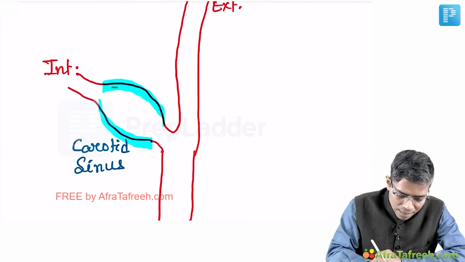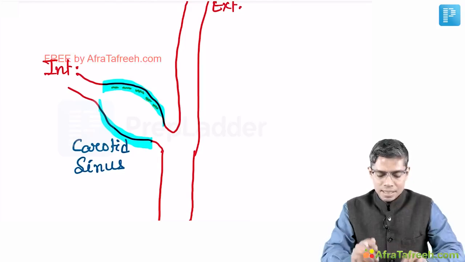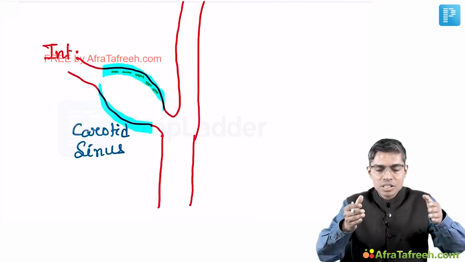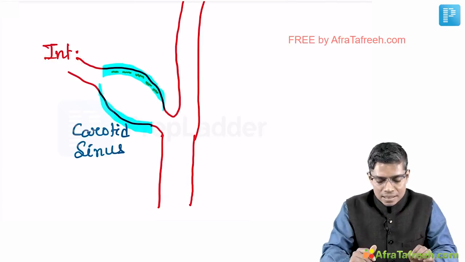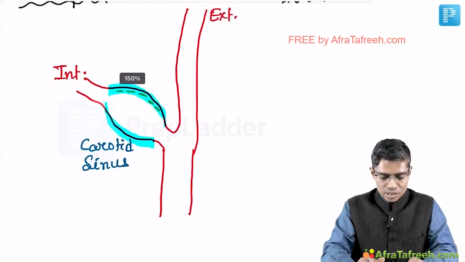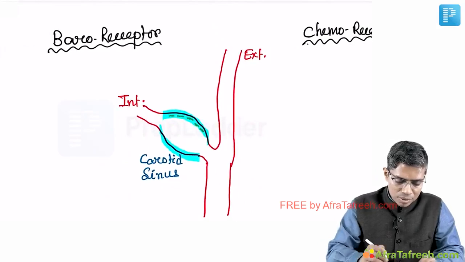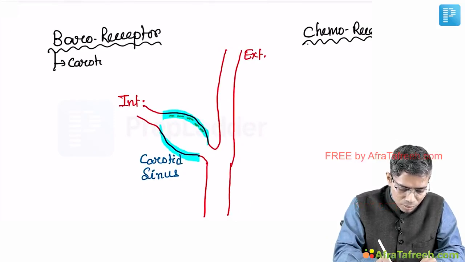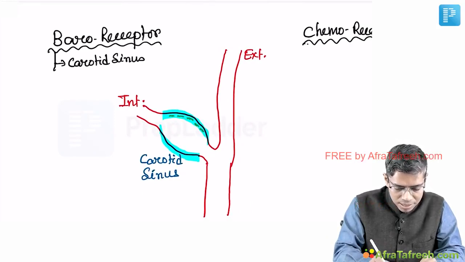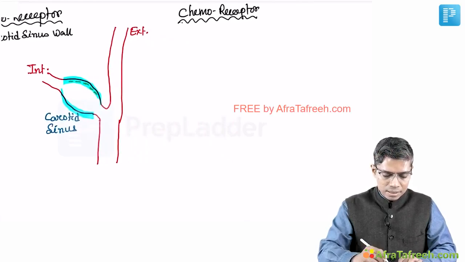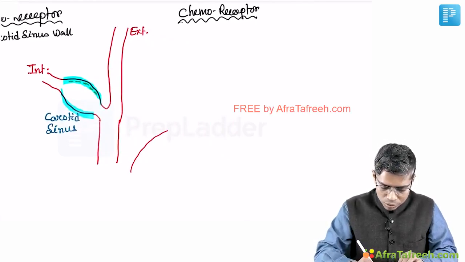So I'm saying that the wall of this carotid sinus contains some receptors. This receptor can detect the stretching of this sinus region, and these receptors are known as baroreceptors. So the first location where the baroreceptor is located, number 1, is the carotid sinus wall.